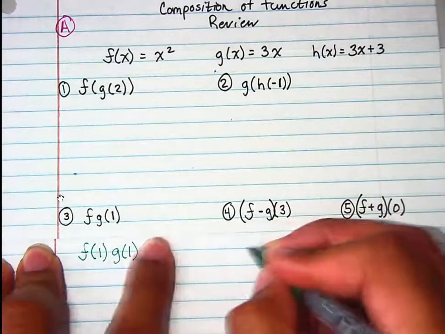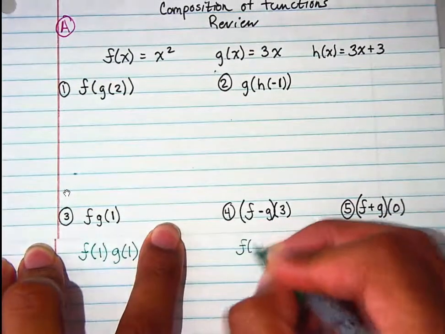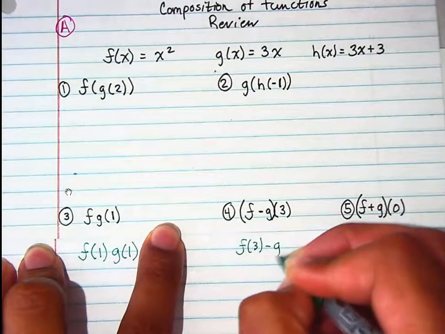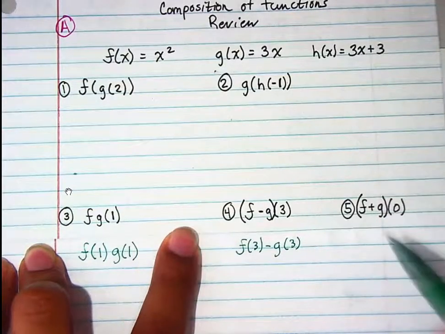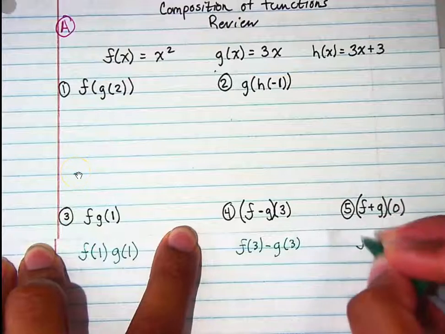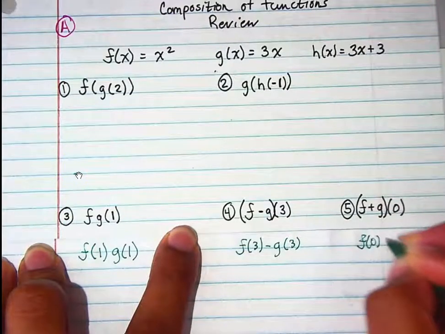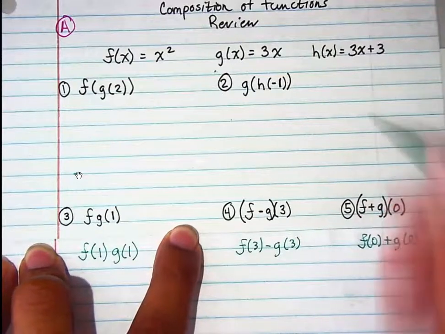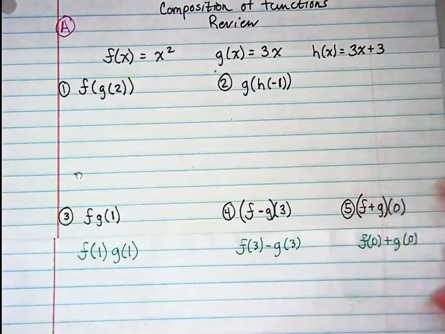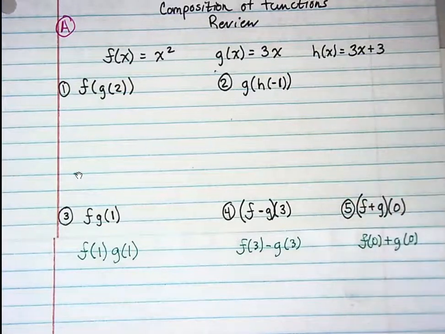I'm going to come here also. This is going to be f of 3 minus g of 3. So remember, it's different than what we had up here. And here we're going to do f of 0 plus g of 0. Remember, these are operations. This is composite. Operations of functions down here, composite functions up there. All right, so we're going to do each one of these.